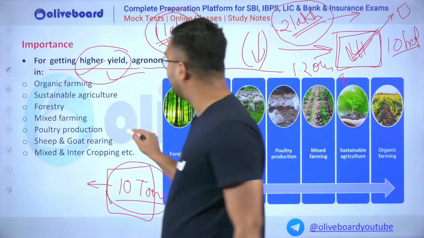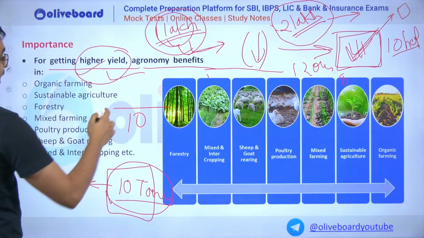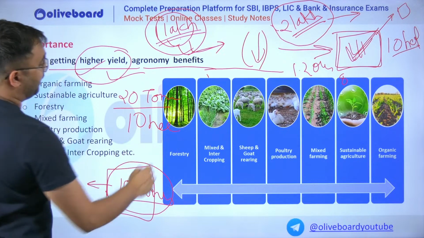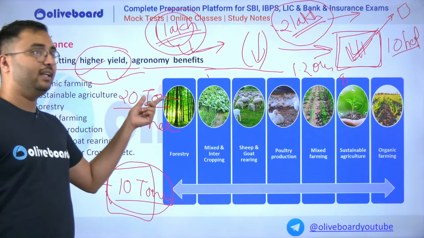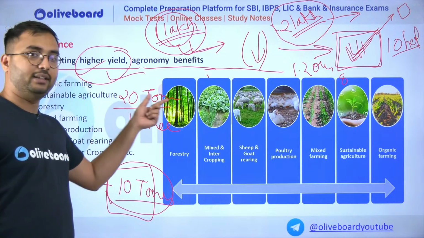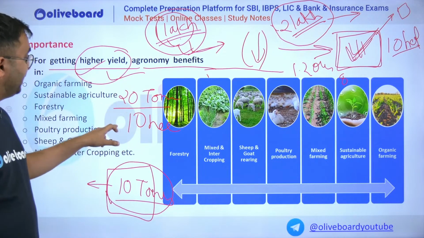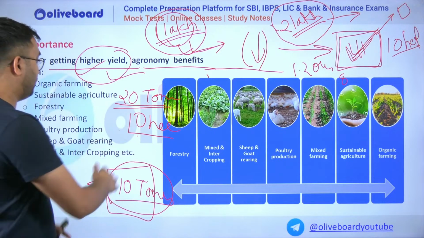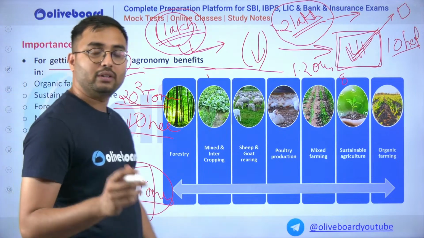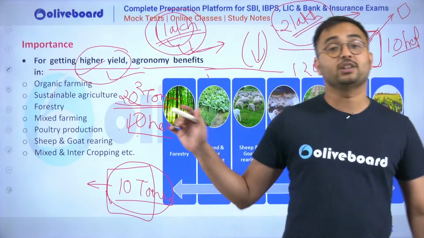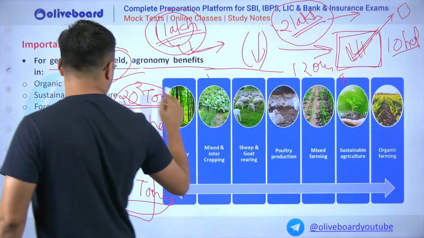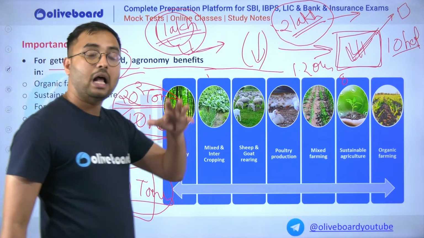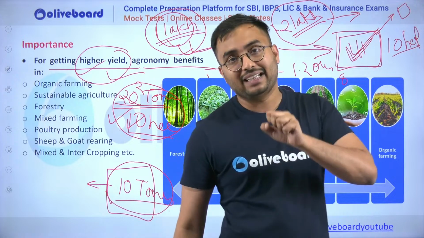So if I have 10 hectares of land and my total produce is 20 tons, in 1 hectare how much will I produce? I will be producing 2 tons. So this is my overall productivity. Okay, so this is my overall productivity. Productivity is nothing but overall output per unit area.